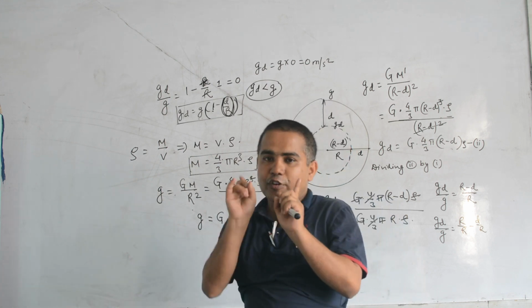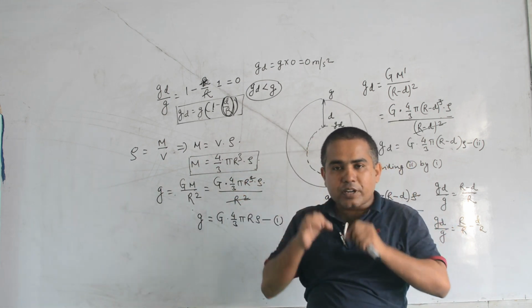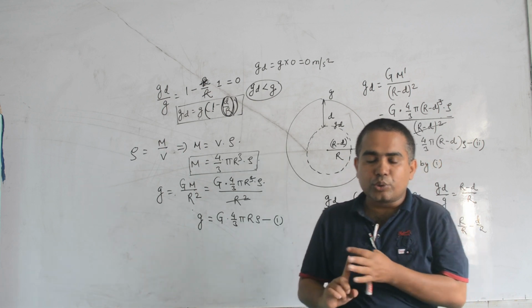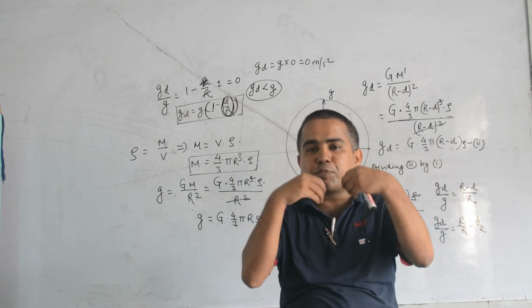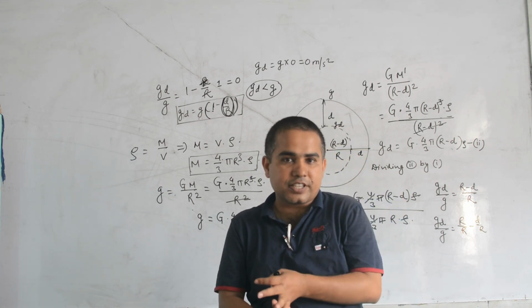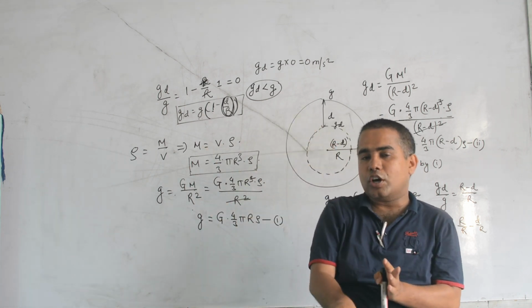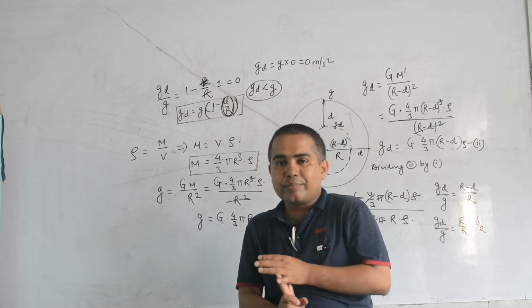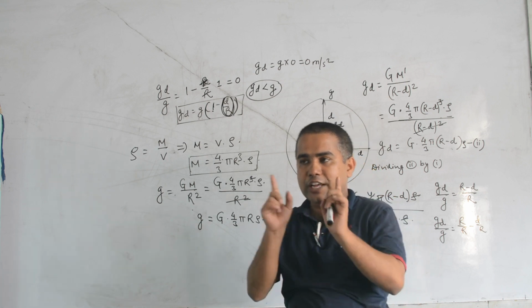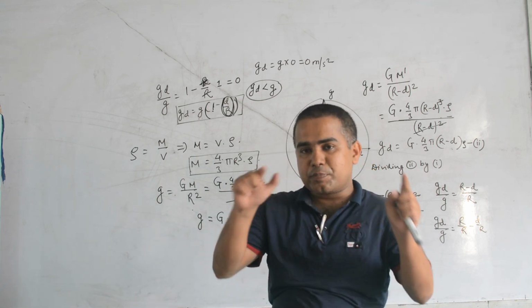So two very important pieces of information we obtained. As you go deeper inside the earth, the value of acceleration due to gravity decreases. Why? Because the effective mass of the earth which produces acceleration due to gravity decreases, and as you go to the center of the earth, the value of acceleration due to gravity becomes 0. So in this way we have discussed all the factors which affect the value of acceleration due to gravity as per our syllabus.